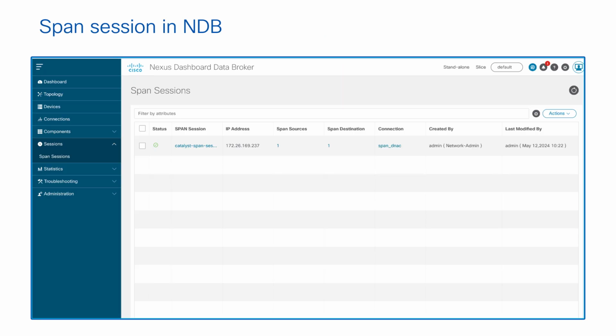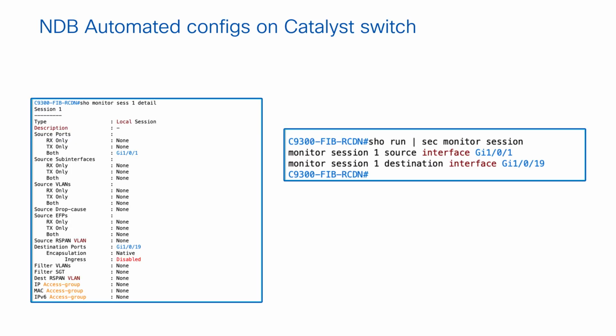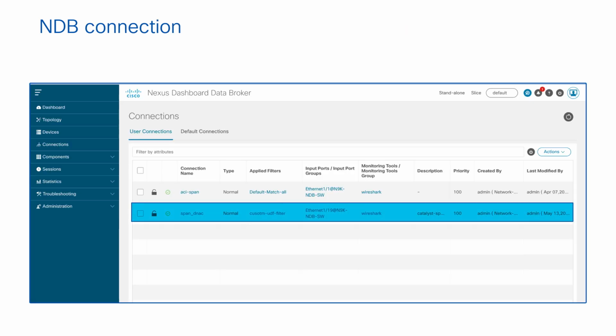Once we create the span session, this span session is nothing but a combination of the span sources and the span destination. The span sources and the span destination are automated on the Catalyst switch using REST API calls by the NDB controller. Let's take a look at how the configurations will look once the automation is complete. As you can see, the NDB controller automated the span configurations on the Catalyst switch. Now, after stitching these two paths together, the NDB controller went on the Catalyst switch and automated the configuration. Now the copy traffic from the Catalyst switch is coming to the NDB.